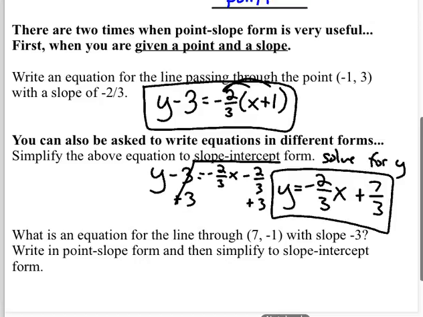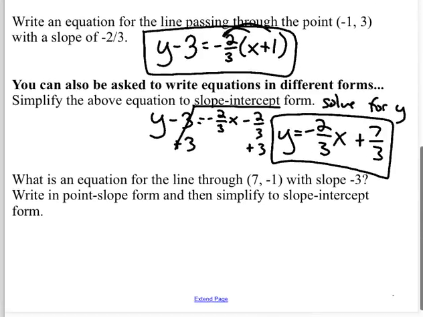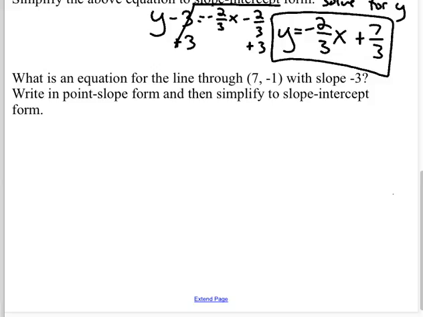Okay, so let's do another example of this. So I have the point 7, -1, slope -3. So my go-to place is going to be point-slope form. I'm given a point and I have the slope, so it makes sense. y minus the y value from the point, minusing a -1 is the same thing as adding 1, equals the slope, x minus the x value from the point.